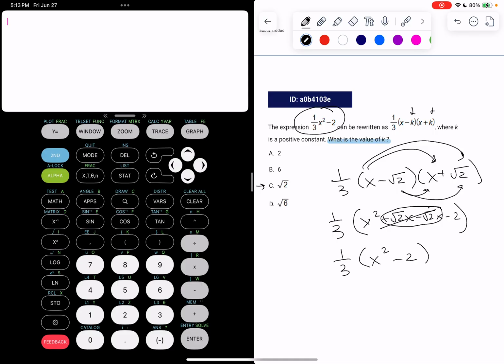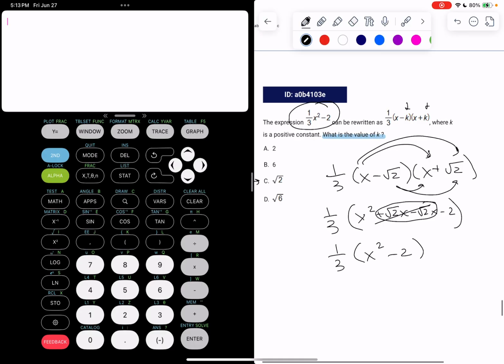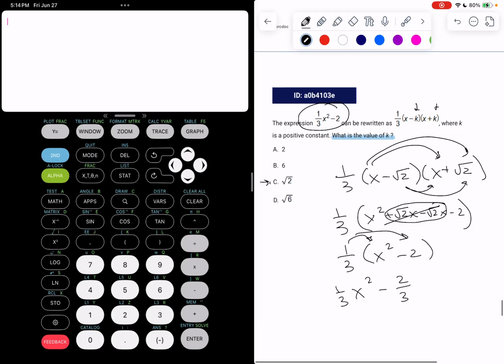Now this one looks like we distributed the 1/3, so even though it kind of looks the same, when we distribute it, you'll see it doesn't really look the same. We get 1/3 x squared minus 2 over 3, because 2 times 1/3 is 2 over 3. That's not the same, so let's cross this out.